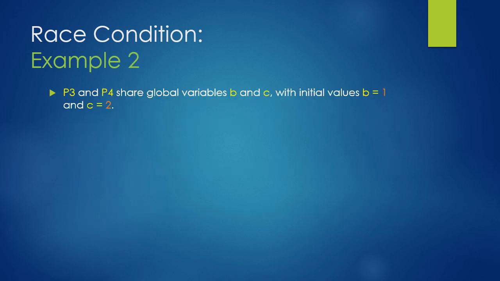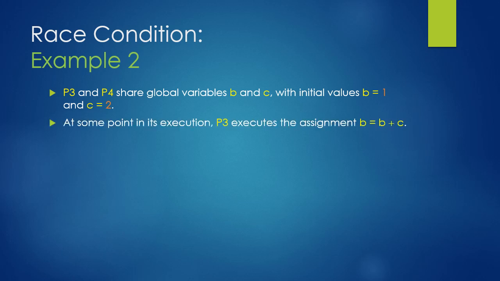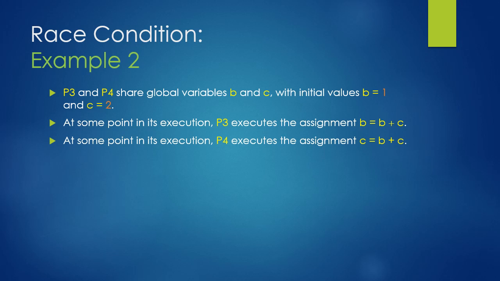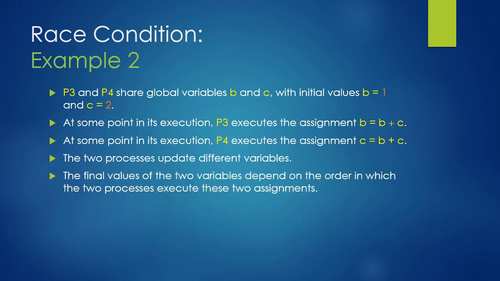For our second example, consider two processes P3 and P4 that share global variables B and C with initial values B equal to 1 and C equal to 2. At some point in its execution, P3 executes the assignment B equals B plus C, and at some point in its execution, P4 executes the assignment C equals B plus C. Note that the two processes are updating different variables.